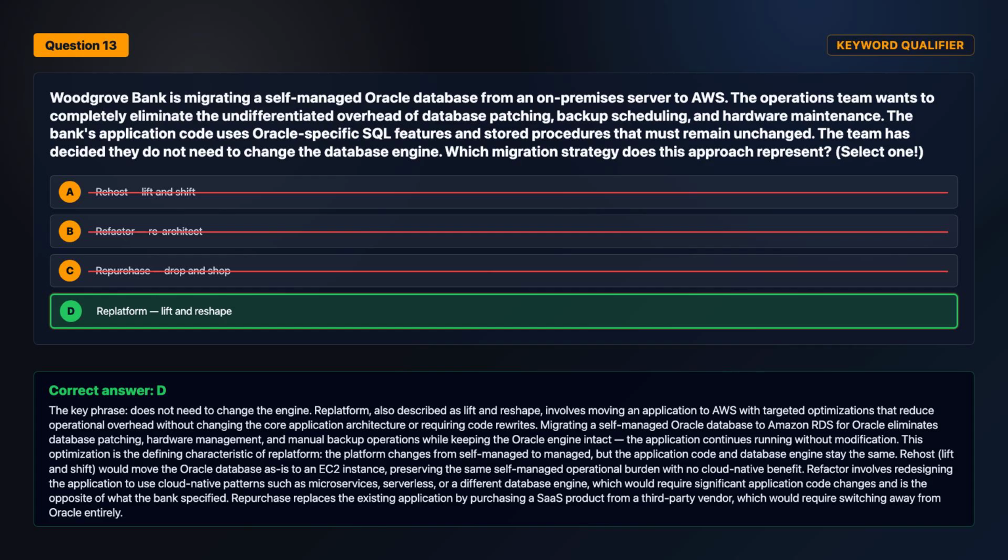Rehost, lift and shift, would move the Oracle database as is to an EC2 instance, preserving the same self-managed operational burden with no cloud-native benefit. Refactor involves redesigning the application to use cloud-native patterns such as microservices, serverless, or a different database engine, which would require significant application code changes and is the opposite of what the bank specified. Repurchase replaces the existing application by purchasing a SaaS product from a third-party vendor, which would require switching away from Oracle entirely.